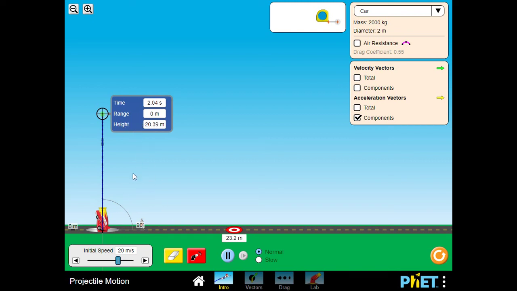The flight time is here and the height is here, which means when the air resistance is off, the flight time increases and the height also increases.